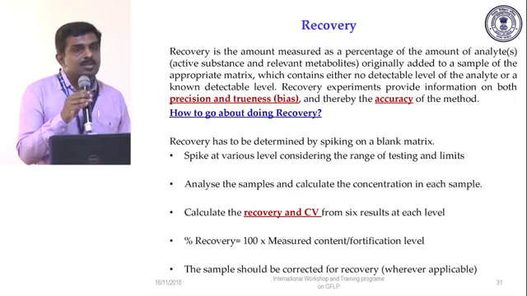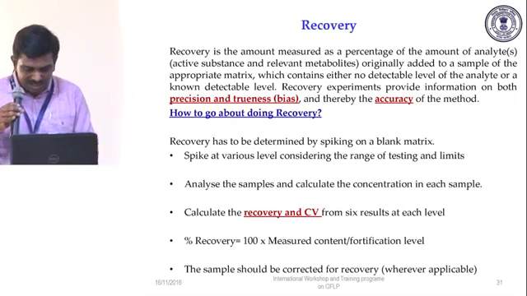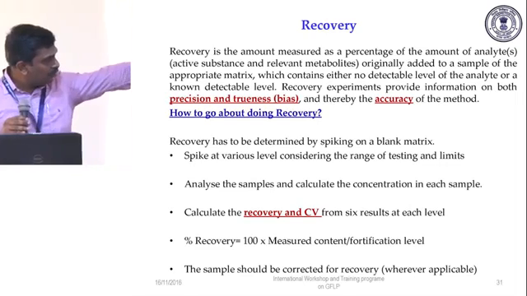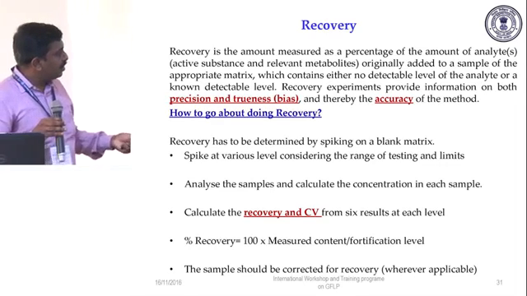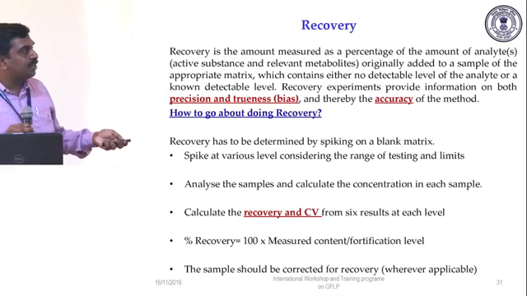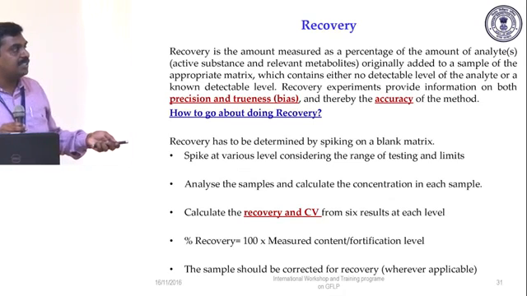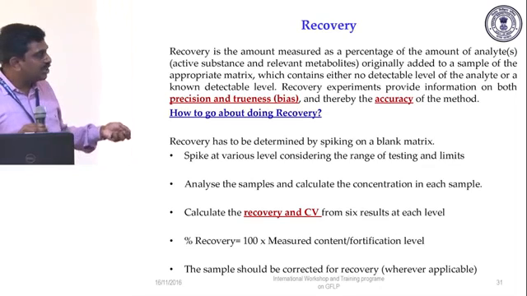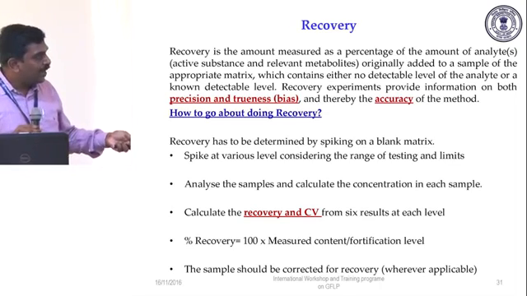See, generally then you do a correction, that is your tendency. But can anyone tell how? I have given first two, these two are two sentences which are written. Spike at various fortification levels, considering the testing and limit. Analyze the sample and calculate the measurement. So you are spiking and then you calculate.